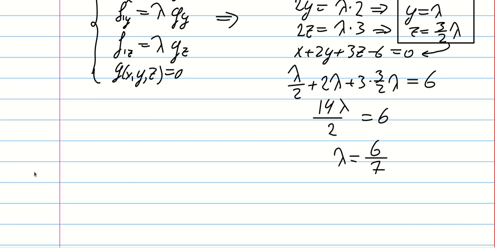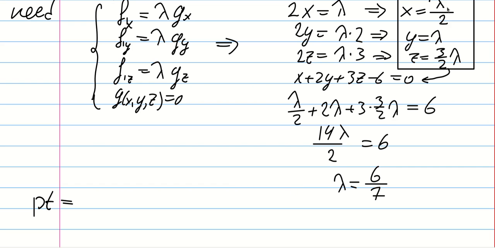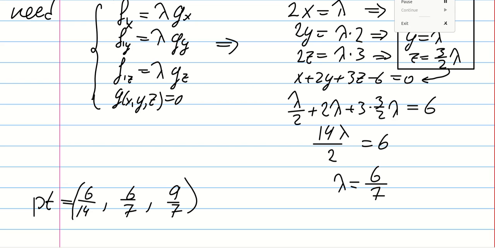So what is our point? We take this lambda and put it over here to get the x. So it's going to be 3 over 7, 6 over 7, and 9 over 7. All right, so we talked about Lagrange multipliers, that's what these lambdas are called. And probably a good place to end this lecture. See you in the next one.